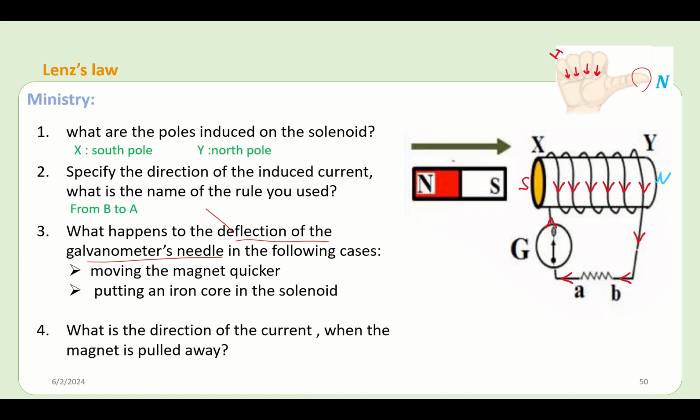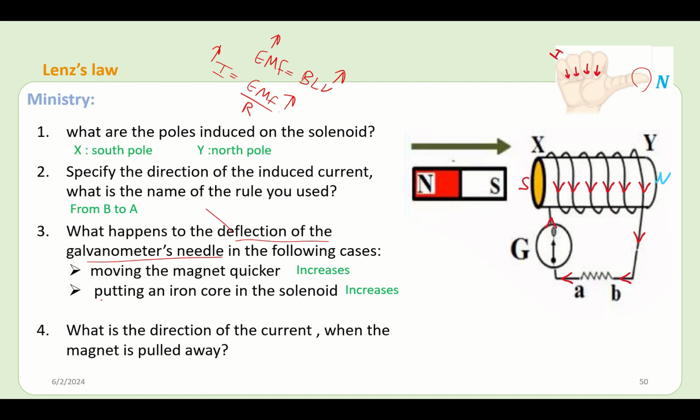If we move the magnet quicker, we will have a higher induced EMF, because the induced EMF depends on B, L, and V. If the speed increases, the EMF increases. And since I equals EMF over R, when the EMF increases, the current increases as well. So here it increases. Putting an iron core inside the solenoid makes it a stronger electromagnet, and hence it will increase the induced current.